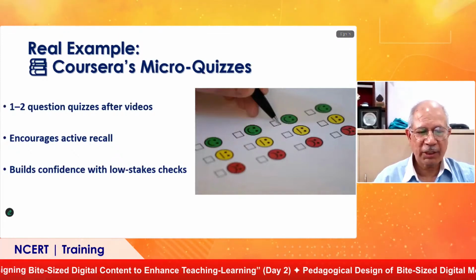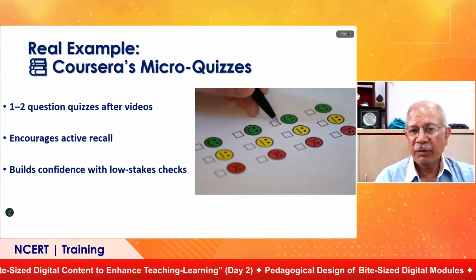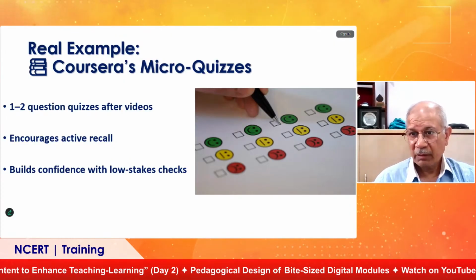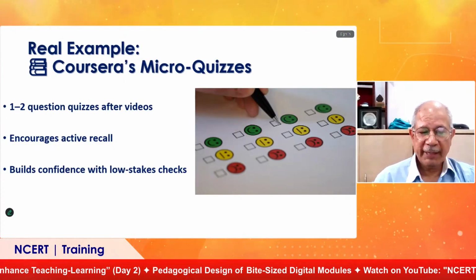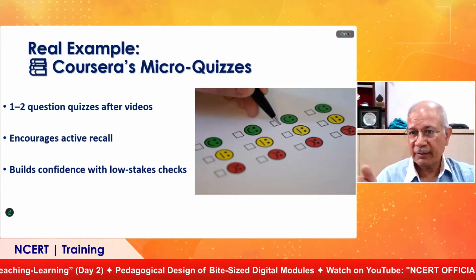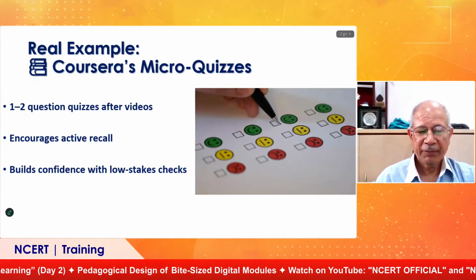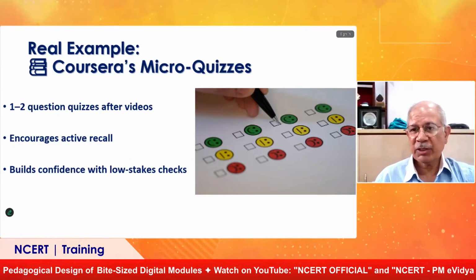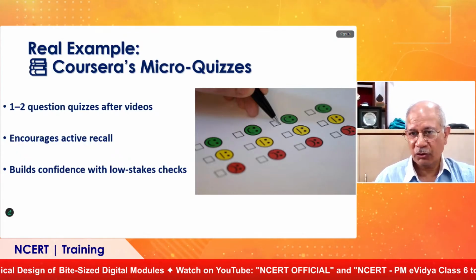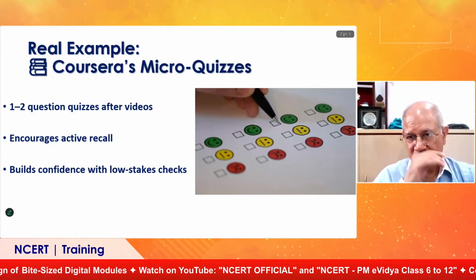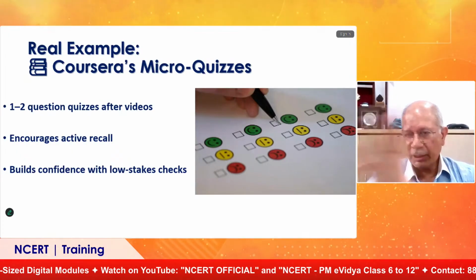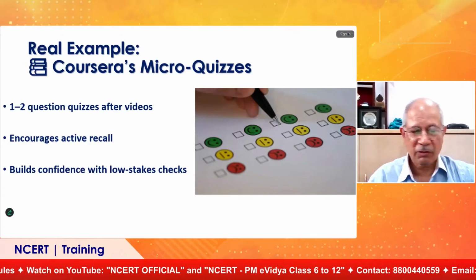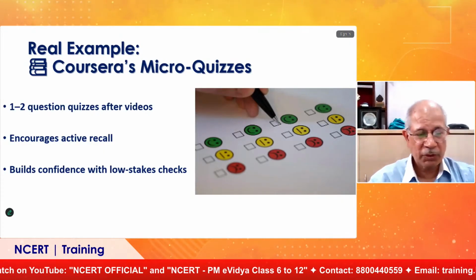If you see Coursera or edX, they often place a 1 to 2 question quiz after a video, and the learners check their understanding immediately. It encourages active recall, a proven strategy in cognitive psychology. Sometimes you must have seen that you teach a concept and immediately you ask a question. So that is active recall of the concept, and that works with the short-term memory as well.